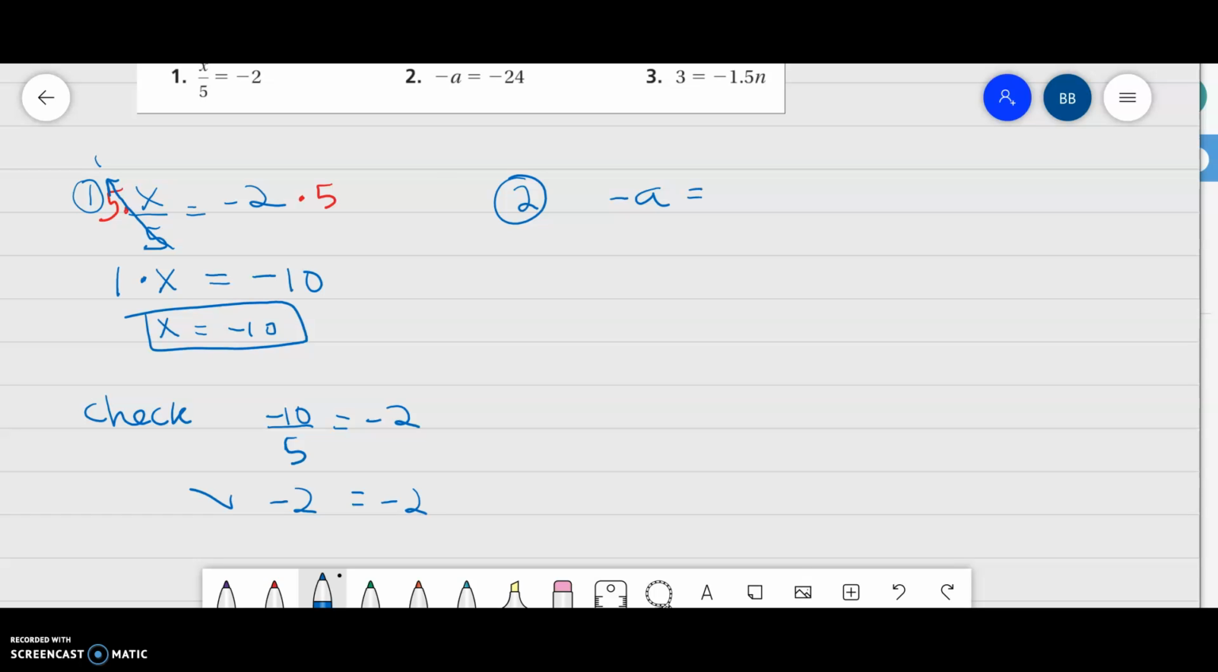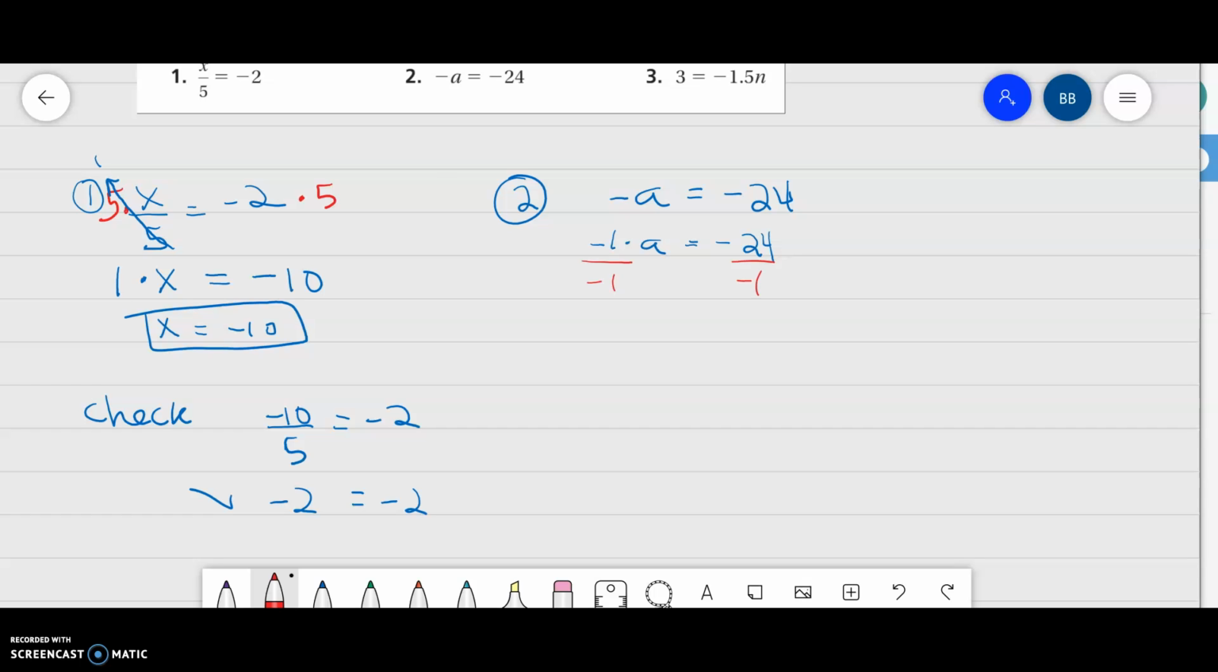So negative a equals negative 24. So we're trying to get a just on its own, not negative a. So what's really happening here is negative a. We don't write the 1, but it's really like negative 1 times a equals negative 24. So in order to get rid of negative 1 times a, we have to do the inverse operation of multiplying by negative 1, which is dividing by negative 1. And if I divide one side by negative 1, I have to divide the other side by negative 1.